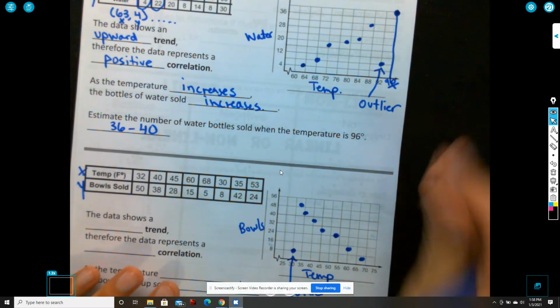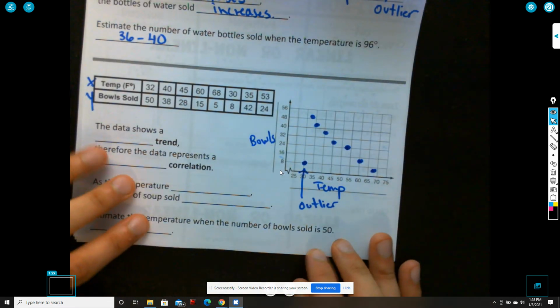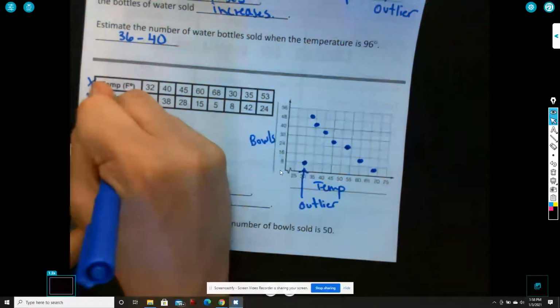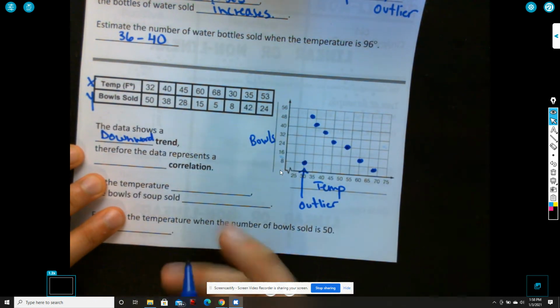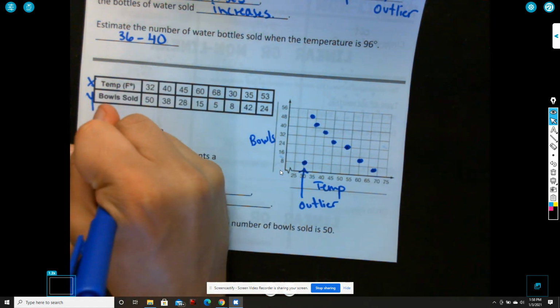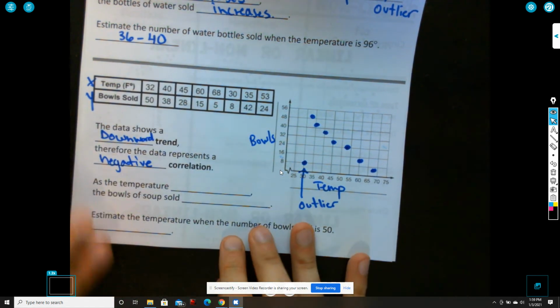Okay, yep, so we have a downward trend. Therefore, the data represents a blank correlation. So this time it's going to be a negative correlation. Whenever you have a downward trend, you have a negative correlation.